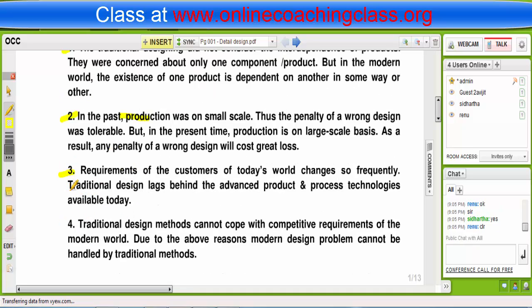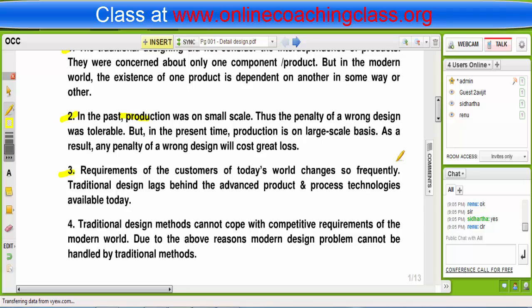The requirements of customers in today's world change so frequently. Traditional design lags behind the advanced product and process technologies available today. That means traditional design needs a certain time, but nowadays customer taste changes so frequently. In the case of traditional design, it is very difficult to keep up every time.